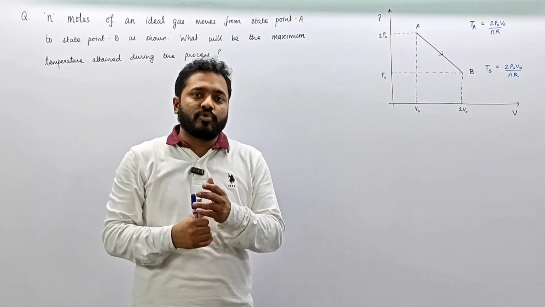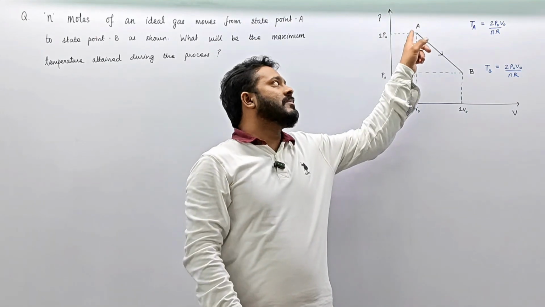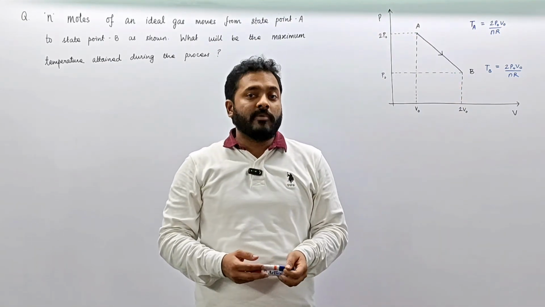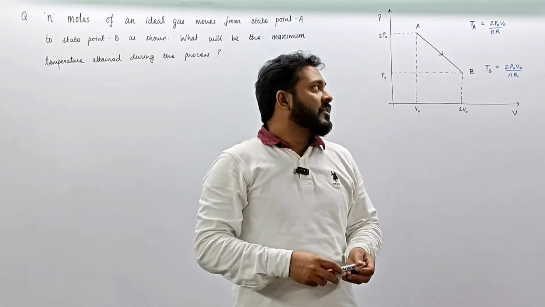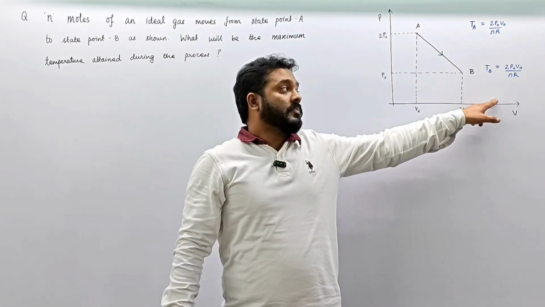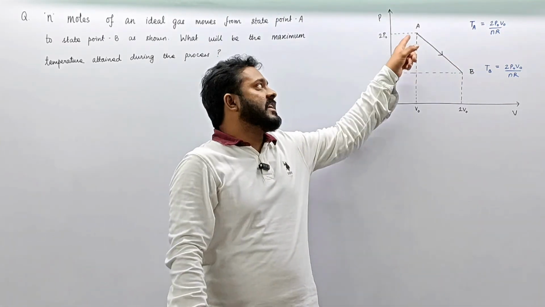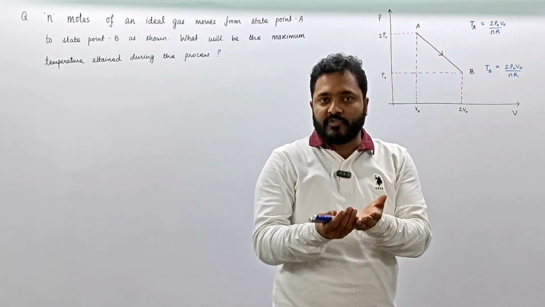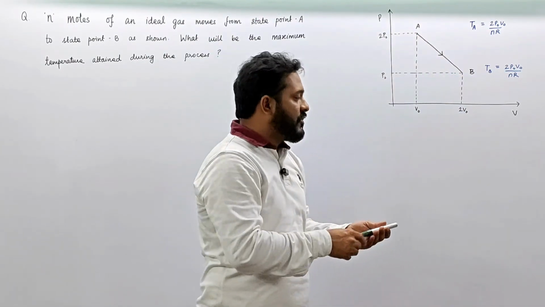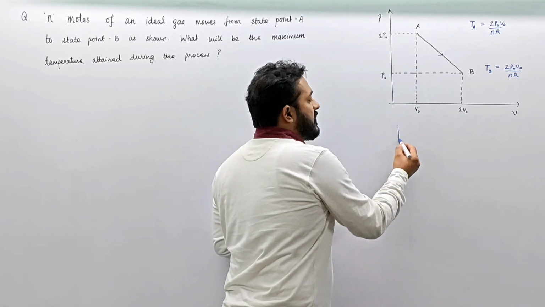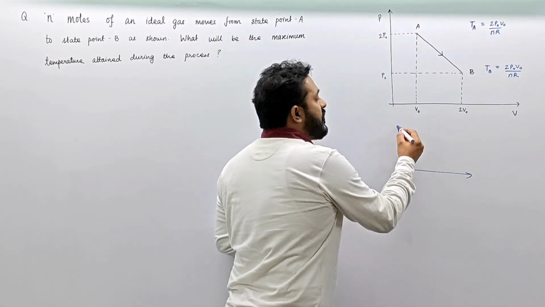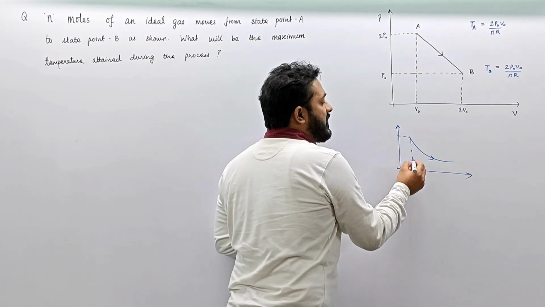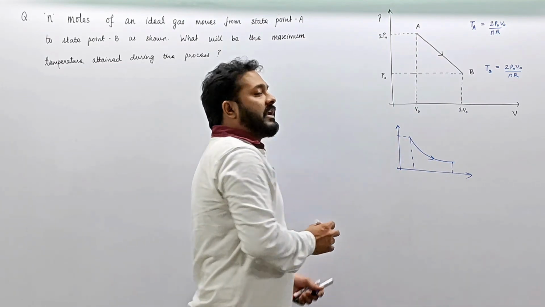So can we just jump to the conclusion that temperature will remain constant during the process AB? It will be wrong, very wrong. So this is not correct. Why is it not correct? Because obviously this does not depict an isothermal process. If this were the equation of an isothermal process, the graph would be somewhat like this. If it is a PV graph for an isothermal process, then it will be a curve like this. Then maybe it would be correct.